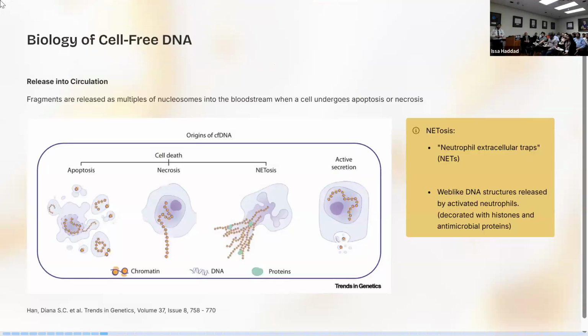When they looked at how it gets released into the circulation, there are three main ways. Apoptosis of cells is one, which is the programmed cell death, necrosis of any cell, as well as NETosis, and NET stands for neutrophil extracellular trap. That's a way for activated neutrophils to defend against microorganisms, where they release this cell-free DNA with histones as well as with antimicrobial proteins. And there is a minority that gets actively secreted from cells that are not apoptotic.